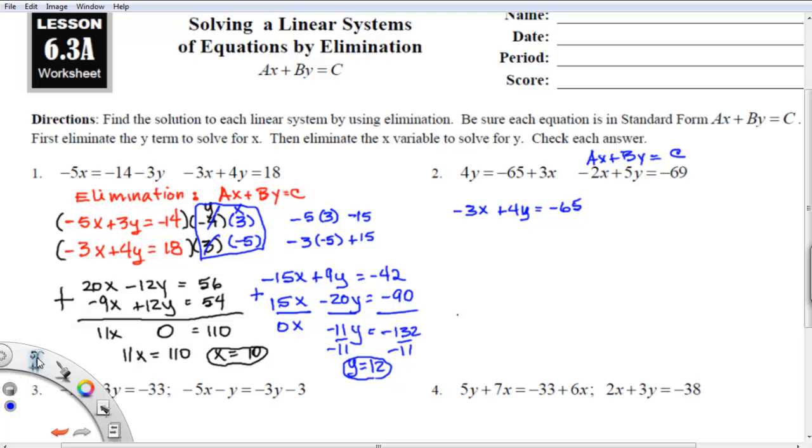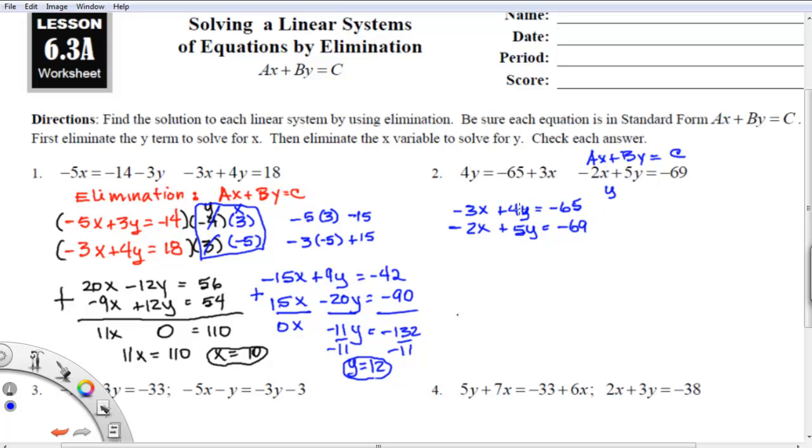Now when we do elimination, we want to write each equation over the top of each other. So we've got that one there, so we're going to put negative 2x plus 5y equals a negative 69. Now we choose a variable to eliminate. Let's say that we want to eliminate y, so we solve for x.